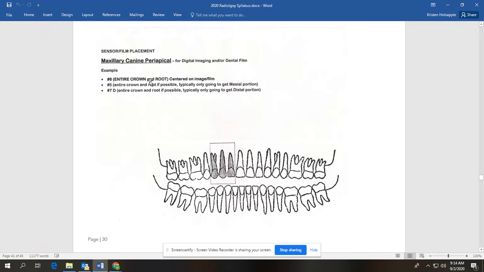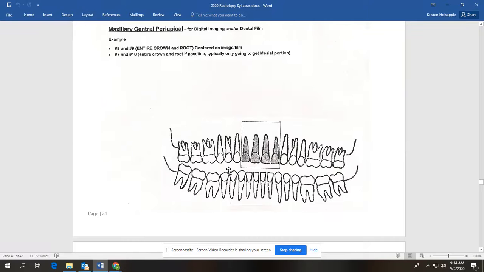Up here it is bold, meaning that's the most important part of the image. So that right there is tooth number 6. The entire crown and root should show up on that image. It should be centered in the image. That goes for the same on the opposite side. I'm just going to show you one side though.